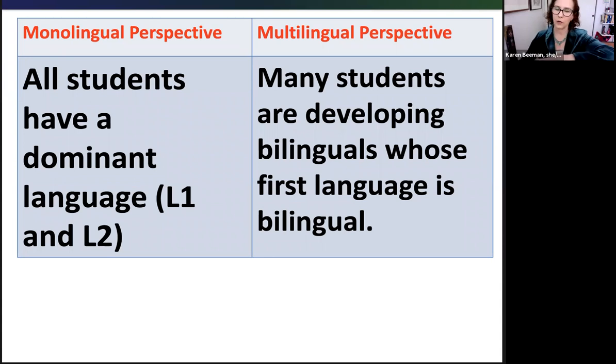Whether you start as a sequential bilingual or a simultaneous bilingual, our students are going to look different. And if we embrace the multilingual perspective, we're going to be much more successful because we accept who they are and we build on it. So this perspective really matters. It matters because it dictates how we interact with students, how we place or accept students into our program, how we challenge students and move them to the next level, and how we treat them.